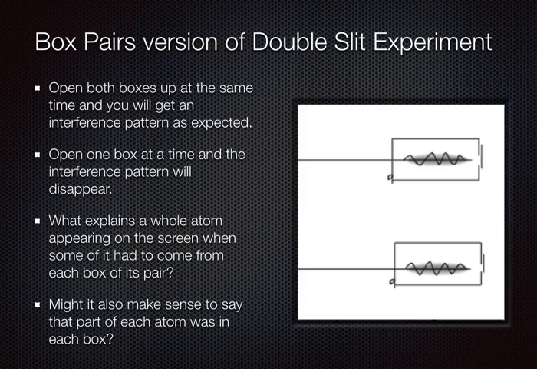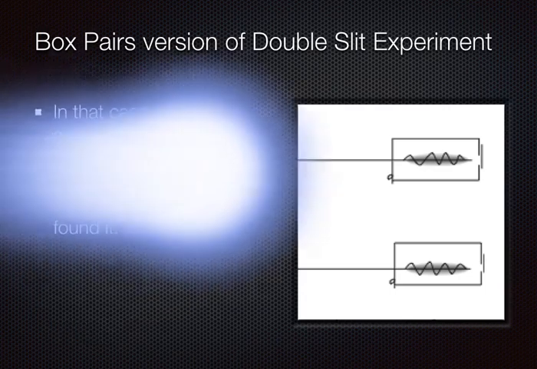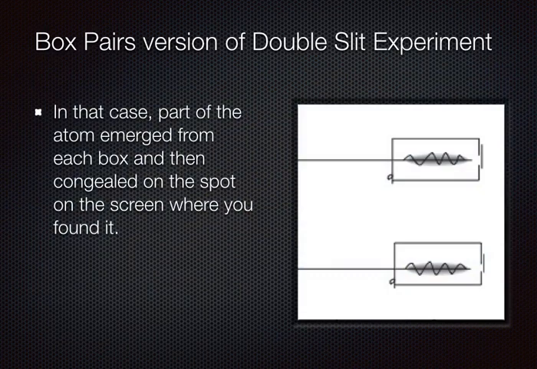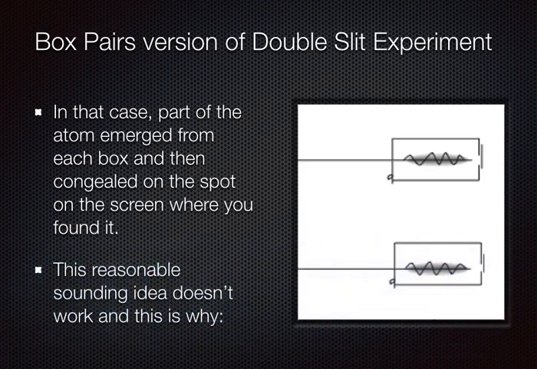Might it also make sense to say that part of each atom was in each box? In that case, part of the atom emerged from each box and then congealed on the spot on the screen where you found it. If we're taking these waves literally again, which we shouldn't, we've already established that, we have part of an atom in each box. When we let them go and one atom appears, those two waves had to mesh together to form an atom. This is a reasonable sounding idea, so why doesn't it work?